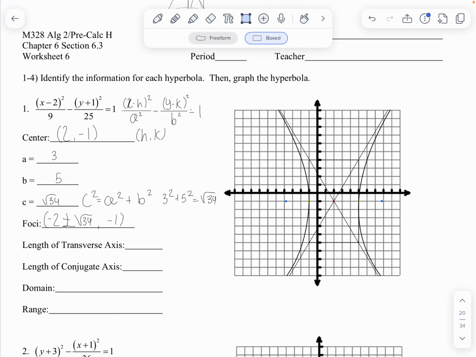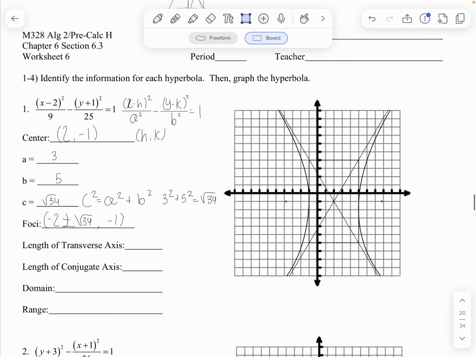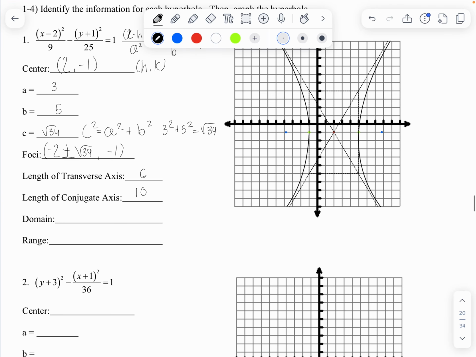Now it's time for the transverse and the conjugate axis. So the transverse axis for this is 3 plus 3 is 6. And 5 plus 5 is 10. Okay, and now for the harder part. So now we have to find the domain. To find the domain, we have to look at the rectangle we made earlier.